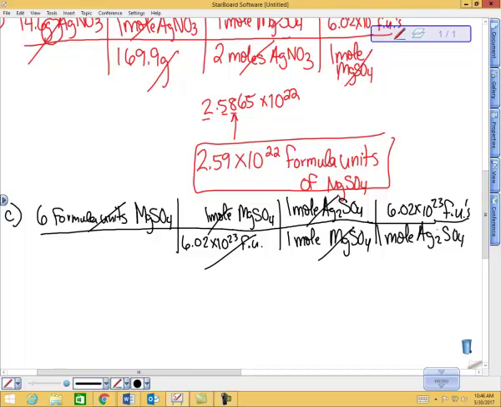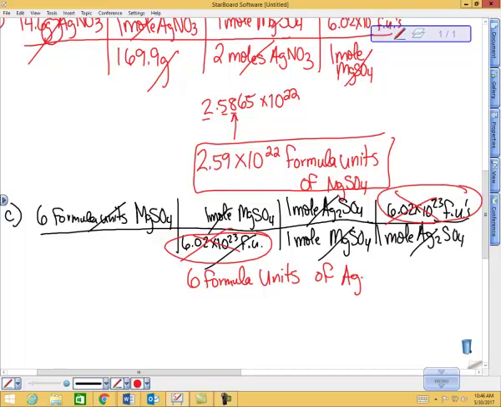So here's the fun part, guys. A long time ago, when we were learning about cross-canceling, do you see this big fat number on the bottom, and then do you see it here on the top? Don't those technically cross-cancel? The actual number cancels? All right, the answer is 6 formula units, don't say molecules, okay? 6 formula units of Ag2SO4 is your final answer for part C.